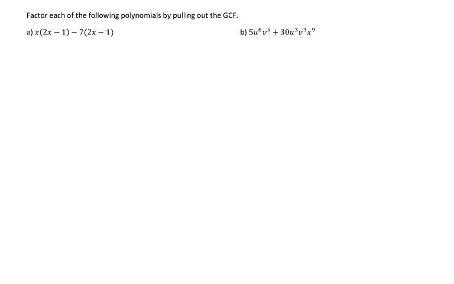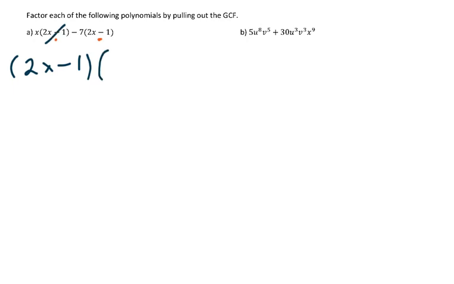Okay, so let's factor these polynomials. And we're going to do this by just pulling out the greatest common factor. So when I look at this first polynomial, x times (2x minus 1) minus 7 times (2x minus 1), what you should notice is that the thing they have in common is that term 2x minus 1. So I'm going to take that term 2x minus 1 and pull it in the front.